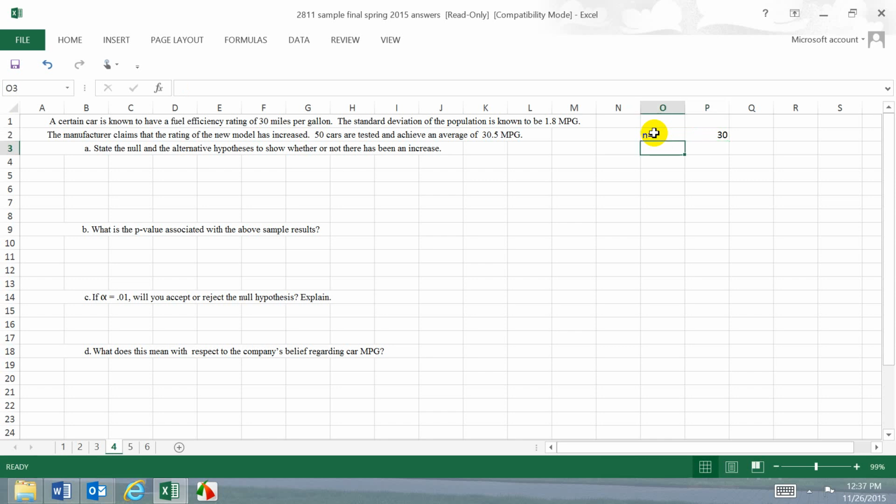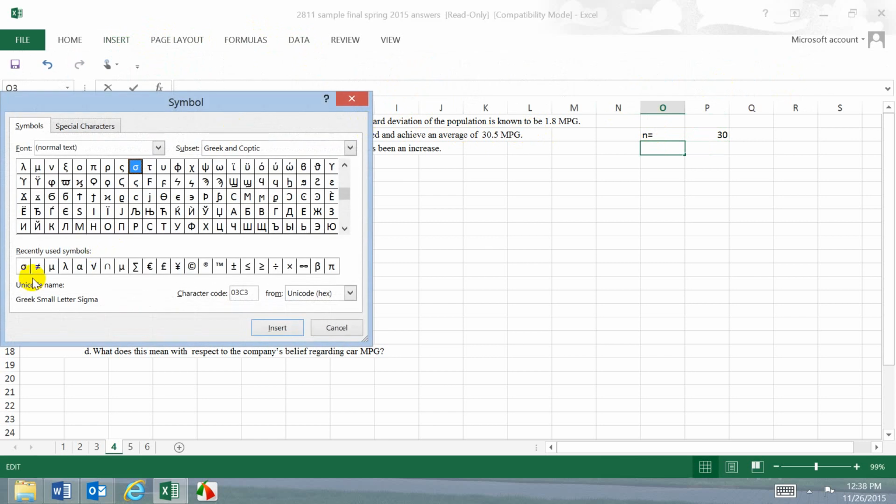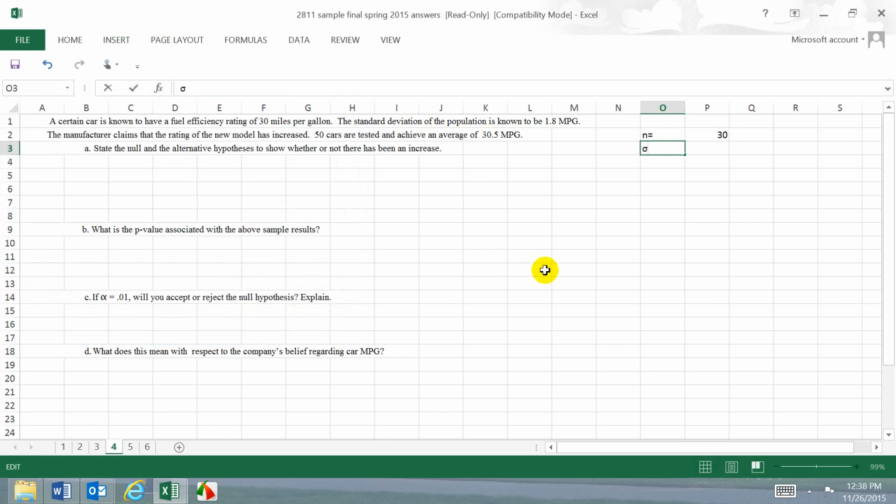We know that the standard deviation is known, because the standard deviation of the population, that's very important, is known. And the standard deviation of the population is known to be 1.8.